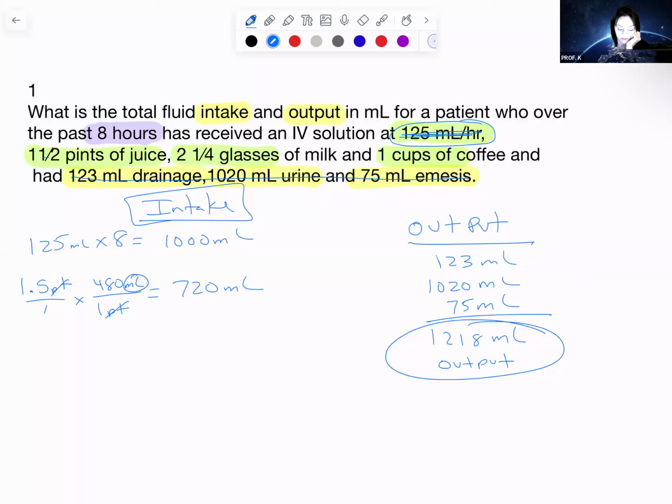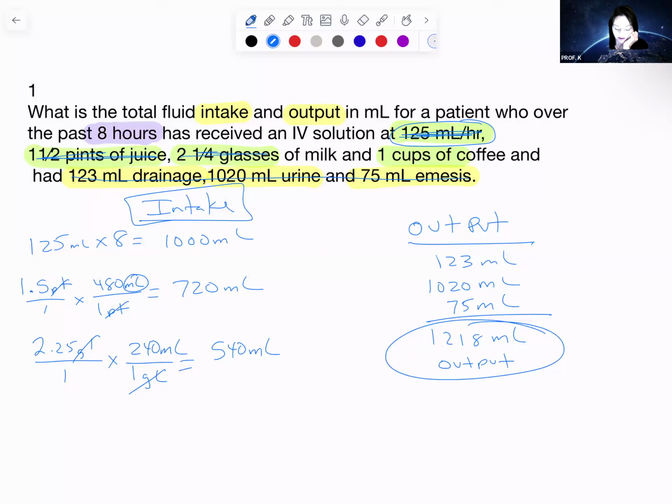All right, cool. Then they drank 2¼ glasses of milk. So 2¼ you can write as 2.25 glasses over 1. So what's my glass to milliliter conversion? 1 glass is what? Is Charlotte the only one here still? 240 milliliters. Thank you. I cross off my glasses, and 2.25 times 240 is 540 milliliters. Beautiful.